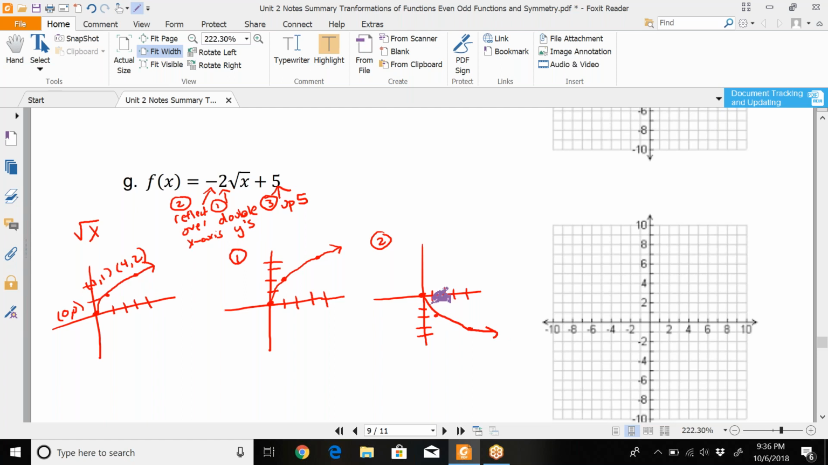And then I'm going to move the whole graph up 5. So start from this point and move it up 5. So up 1, 2, 3, 4, 5. This is the point (1, -2). So go there and go 1, 2, 3, 4, 5. And then (4, -4). Go up 1, 2, 3, 4, 5. And draw the shape.